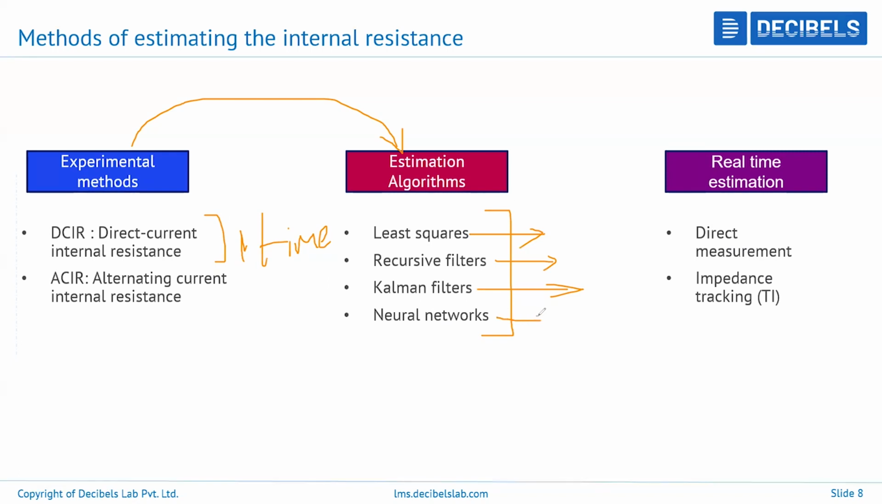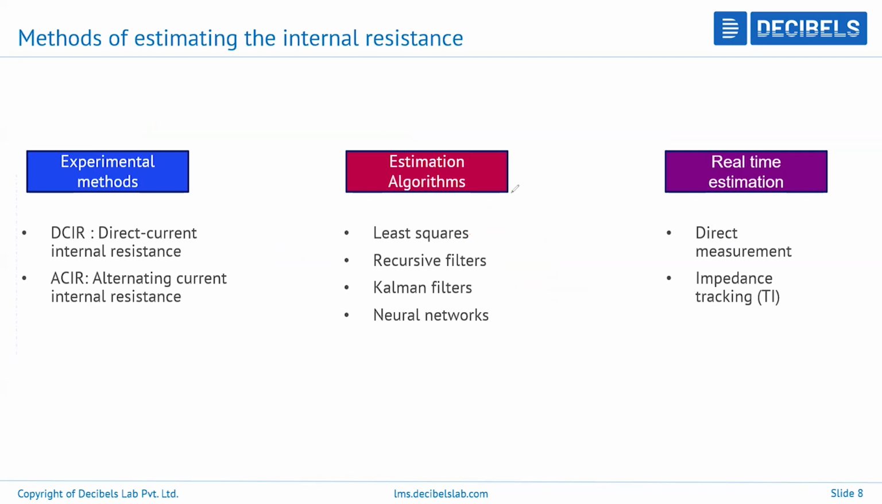Then you also have neural networks, which come under AI, artificial intelligence, and machine learning. Of course, other things like fuzzy logic also come in, right? So we have this kind of classification, and we also have real-time estimation.